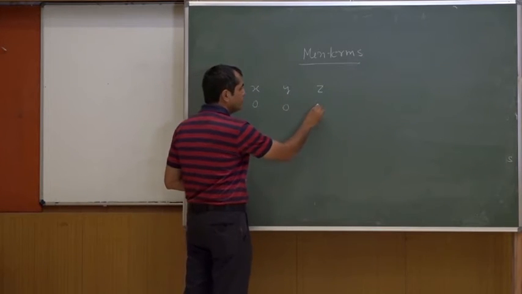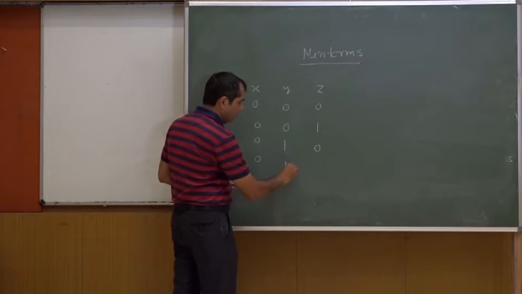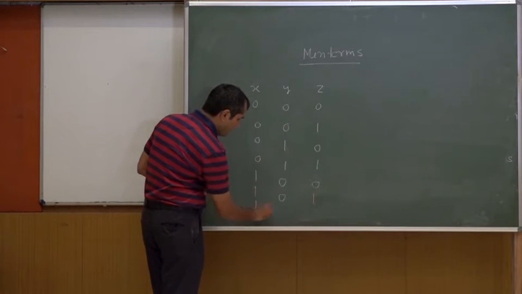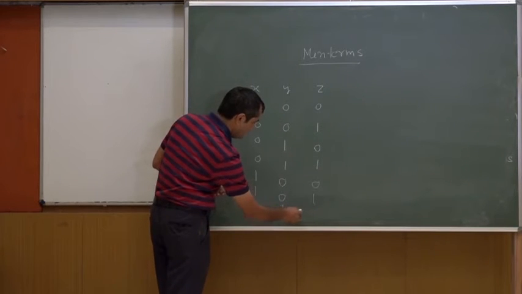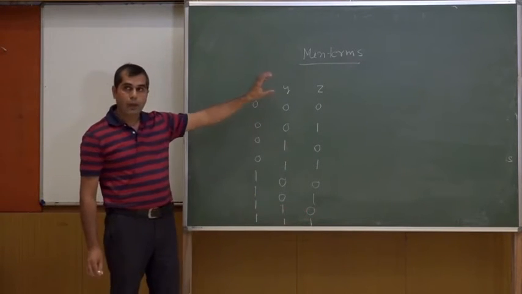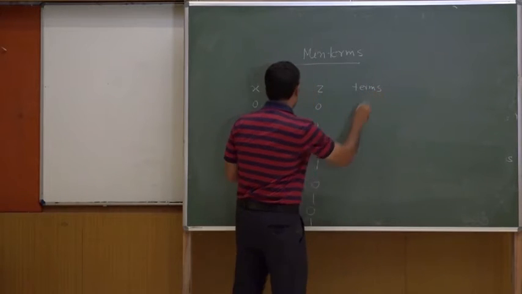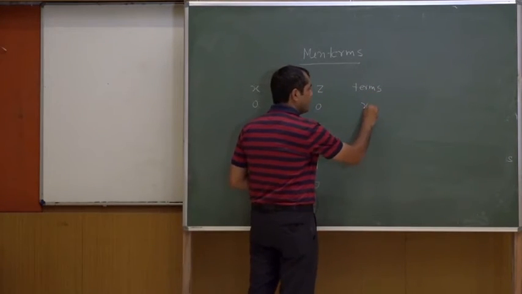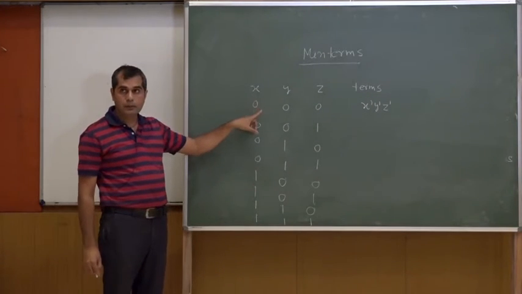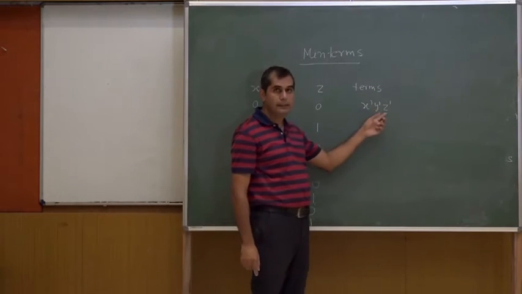Those are 0 0 0, 0 0 1, 0 1 0, 0 1 1, 1 0 0, 1 0 1, 1 1 0, and finally 1 1 1. So, for all 8 combinations, we can write the min terms. In the first case, it is x dash, y dash, z dash. Please note here, x represents 1 and x dash represents 0. So, the combination here is 0 0 0. Therefore, I write x dash y dash z dash.